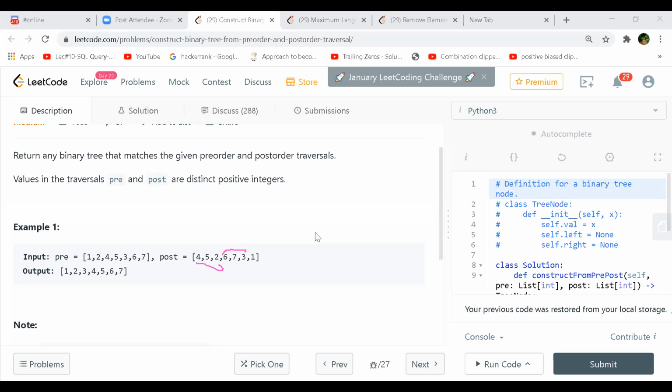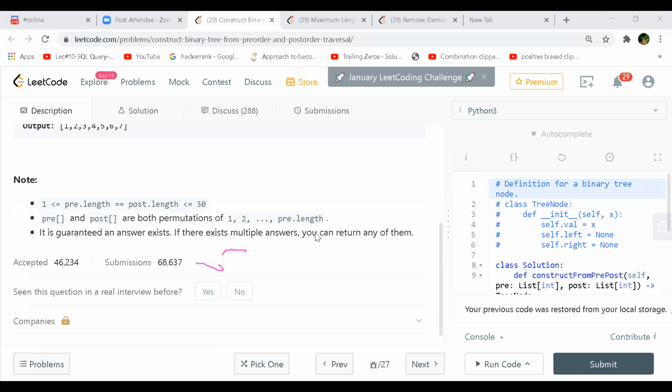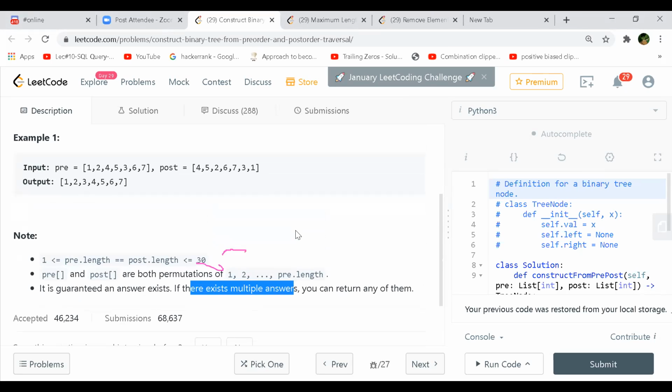But the answer won't be unique, I think, right? It depends on which way he is going. There could be multiple answers if a pre-order and post-order is given. Only if in-order is there, then with in-order and pre or post you can have a unique tree structure. If multiple answers exist, then you will have multiple solutions, right? Yeah, but that is not the case here, correct?